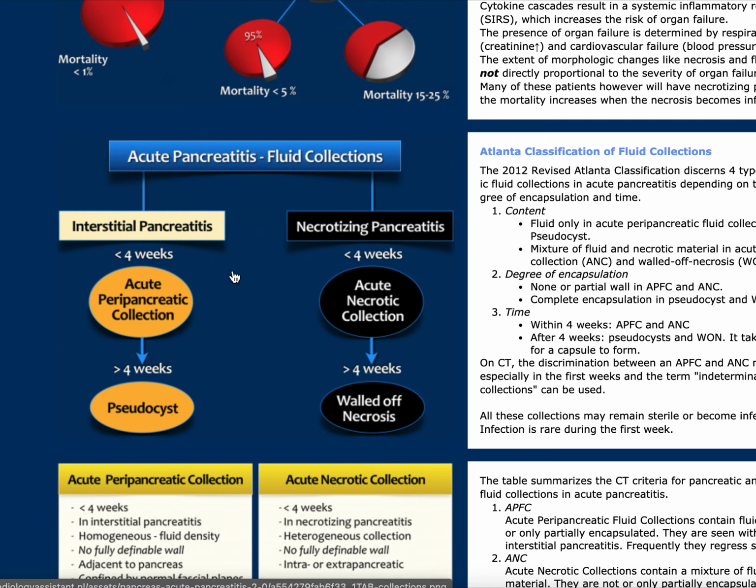So after acute pancreatitis, if it's a non-necrotic or interstitial pancreatitis, then if the fluid collection has lasted for less than 4 weeks, we call it acute peripancreatic fluid collection. If it's more than 4 weeks in a non-necrotic or interstitial pancreatitis, we call it a pseudocyst. In case of necrotizing pancreatitis, if it's less than 4 weeks, then we call it acute necrotic collection. If it's more than 4 weeks, then we call it walled-off necrosis. So I'm not sure of the history in our case, but that's just the way that we classify the fluid collections. Thank you for watching the video.